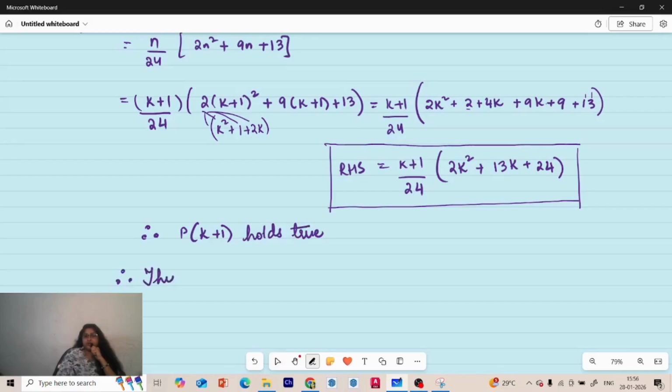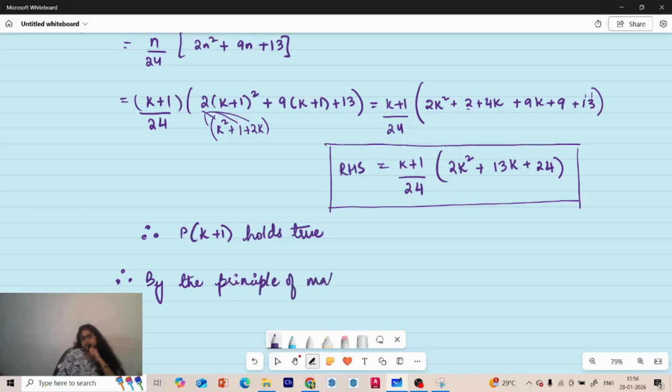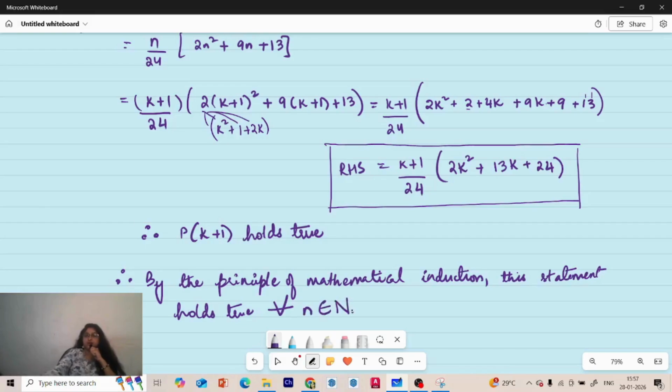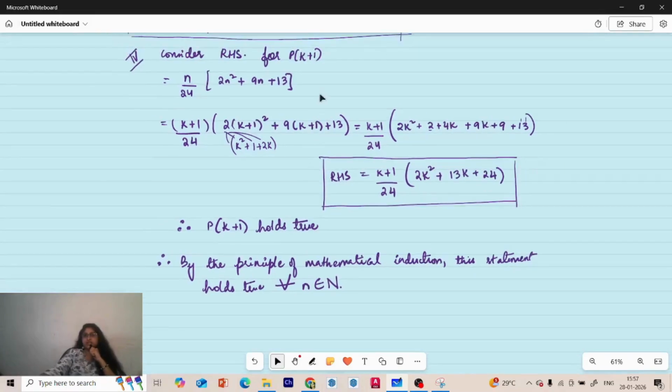Therefore, by the principle of mathematical induction, this statement holds true for all n belongs to natural numbers. That's it, the problem is done. So easy peasy.